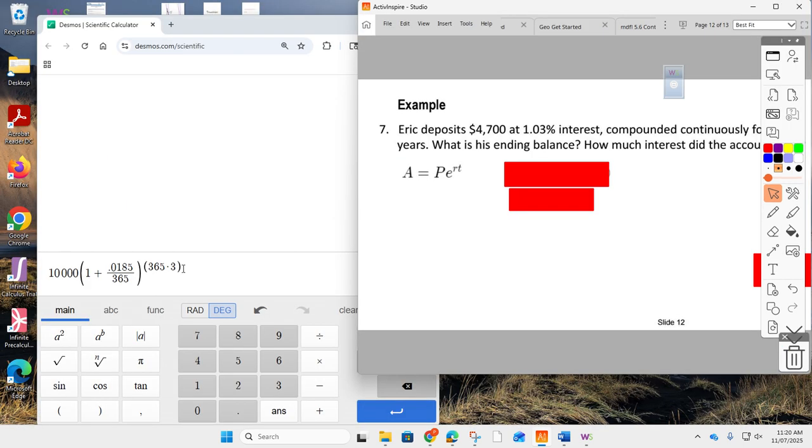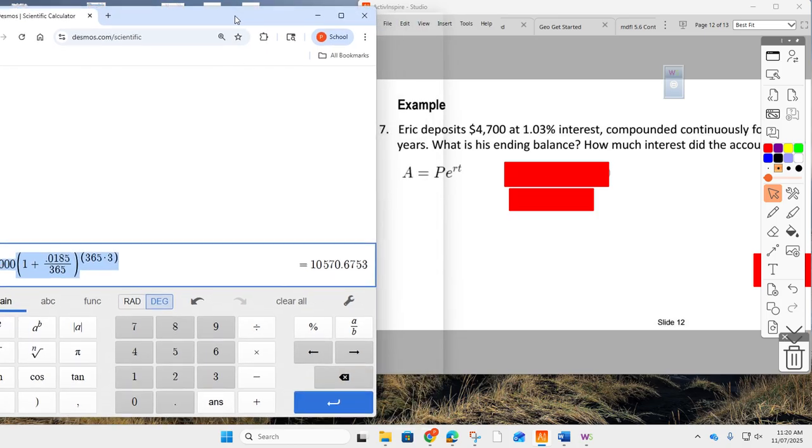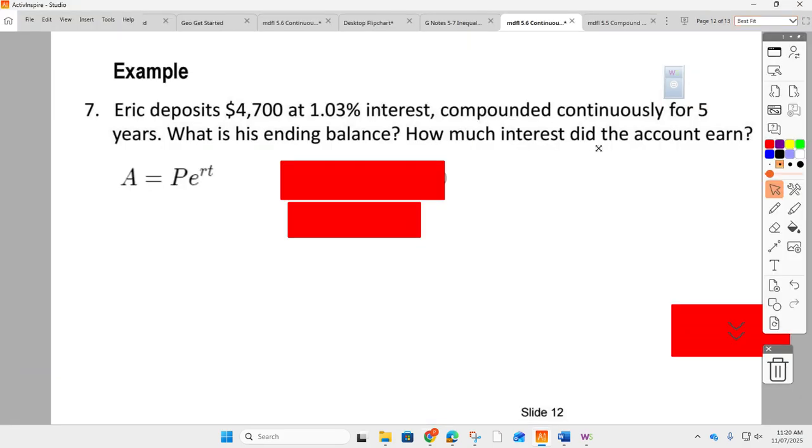So, put this one in your calculator. I think this is the last one, right? Yeah. All right, so we're going to do this before the bell rings. The principal, $4,700. The interest rate, 0.0103. The time, that's what we're plugging in. Top line goes back up.